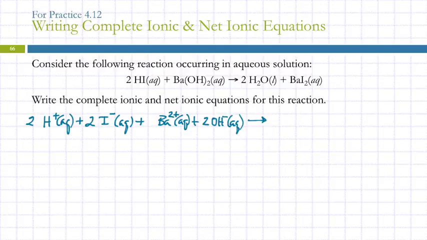And then we look at the products. Liquid, leave it alone. Just copy it down. 2H2O, L as the state symbol. And then another aqueous. We've got Ba2 plus, aqueous. And there's 2 iodide ions, 2I minus aqueous.